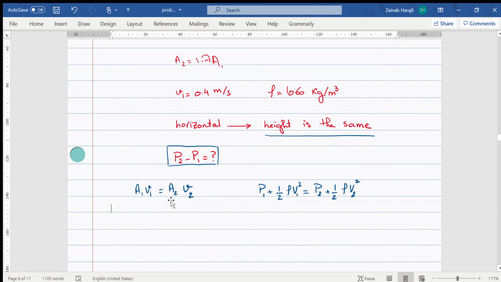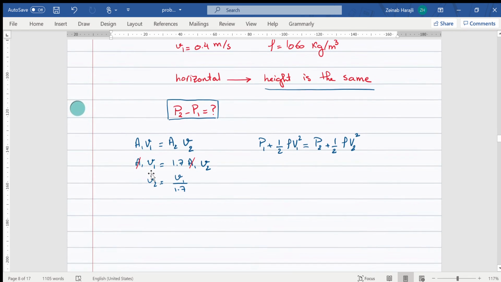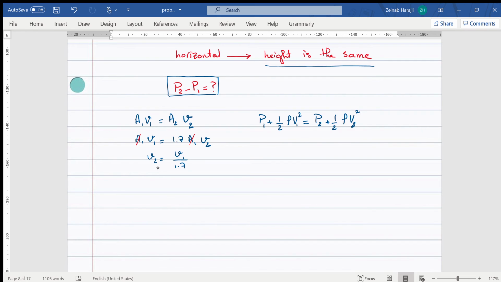So if we start with the continuity equation, we know that A2 is equal to 1.7 A1, so if we substitute this, it would give us 1.7 A1 times V2. We are given the value of V1, and we know that here A1 would cancel out from the equation. So this gives us that V2 is equal to V1 over 1.7. And we can substitute this in Bernoulli's equation.